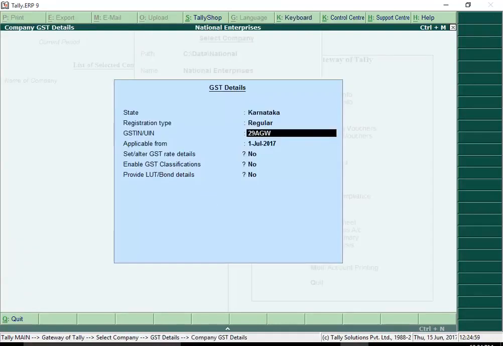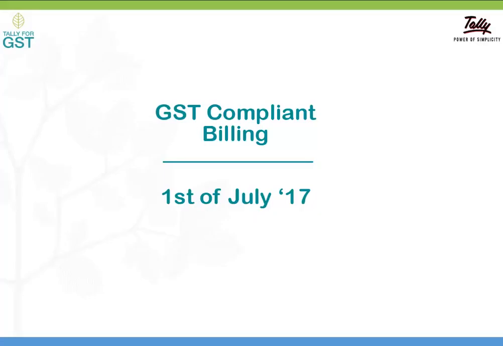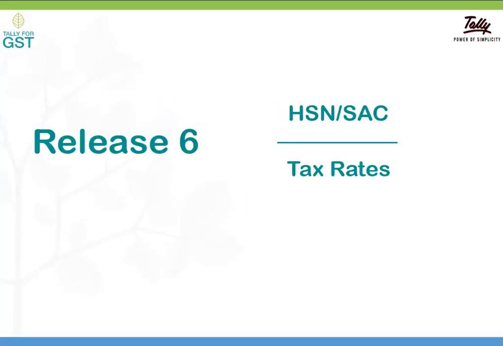One of the first things to do is recording your company's GST number. Let's take a look at how to begin GST compliant billing from July 1st. Release 6.0 provides you an easy way to specify HSN or SAC codes and tax rates on a single screen.